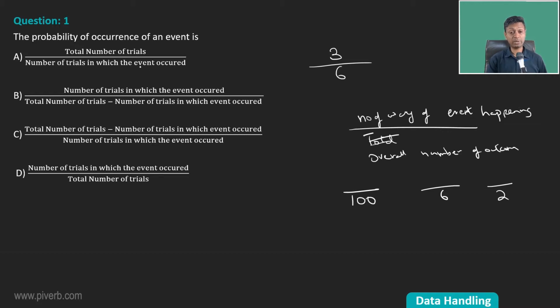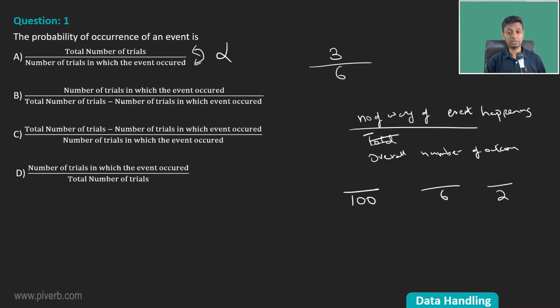Total number of trials by number of trials in which the event occurred. The answer should be the opposite of this, or the reciprocal of this: number of trials in which the event occurred divided by total number of trials. So this is wrong. Number of trials in which the event occurred divided by total number of trials minus number of trials in which the event occurred.